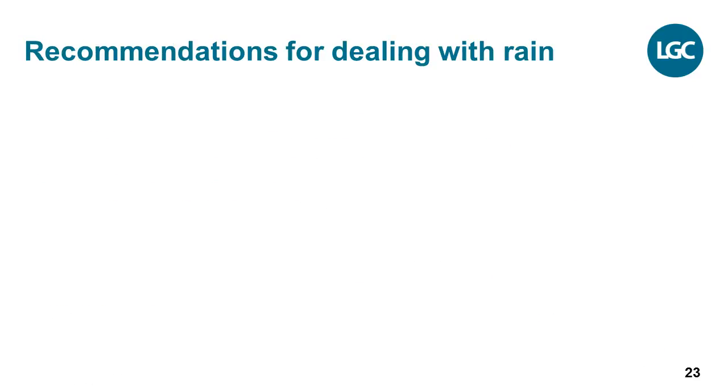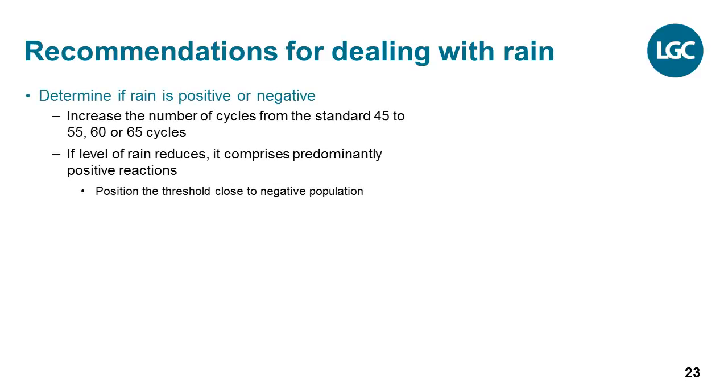A number of recommendations have been presented for dealing with excessive levels of RAIN. Firstly, it is important to determine if a significant proportion of the RAIN is the result of late amplifying partitions. This can be determined by systematically increasing the number of cycles in progressive increments from the standard 45. If the level of RAIN is significantly reduced by increasing the number of cycles, then the threshold should be positioned as close to the negatively scored population of partitions as possible.